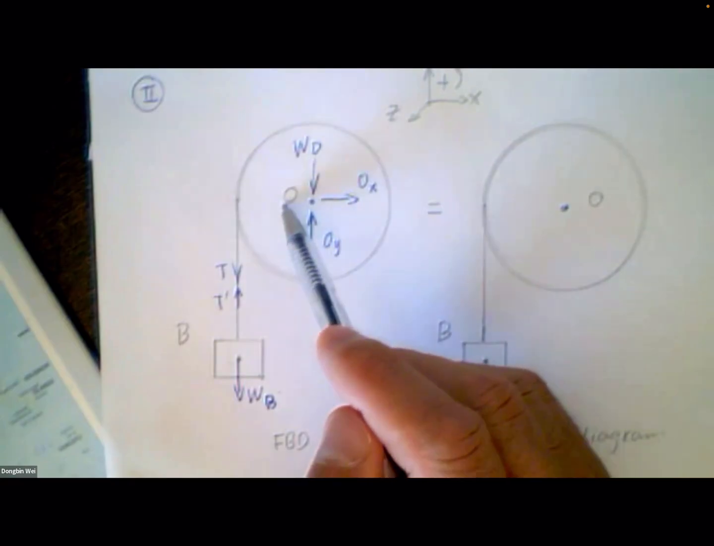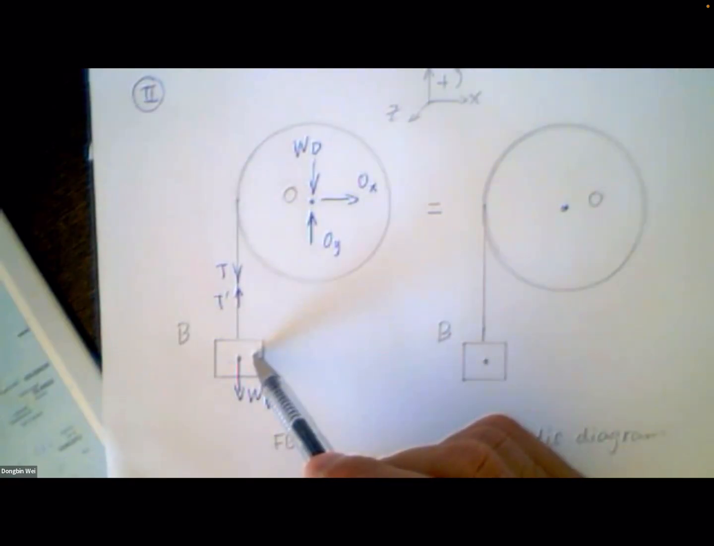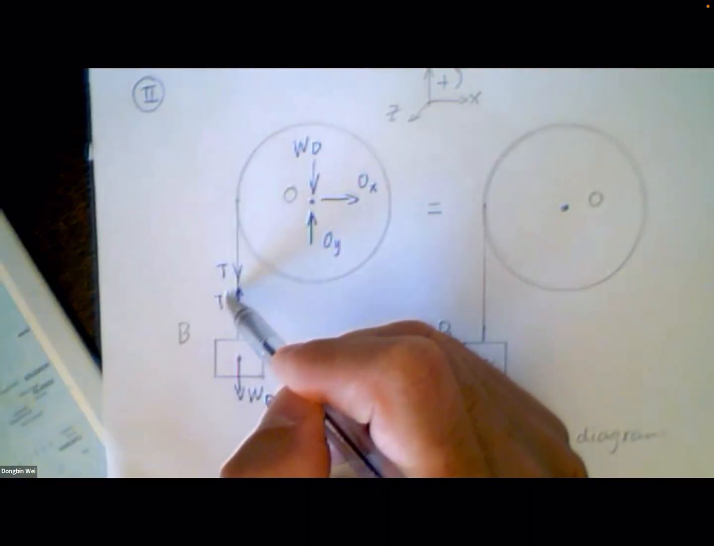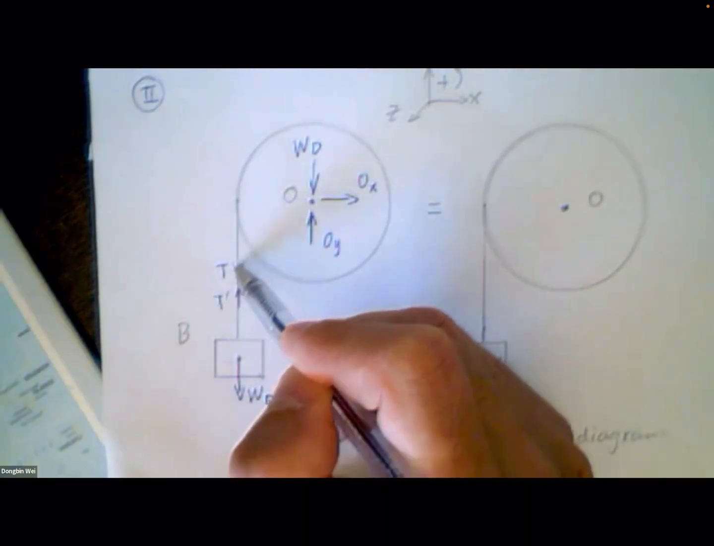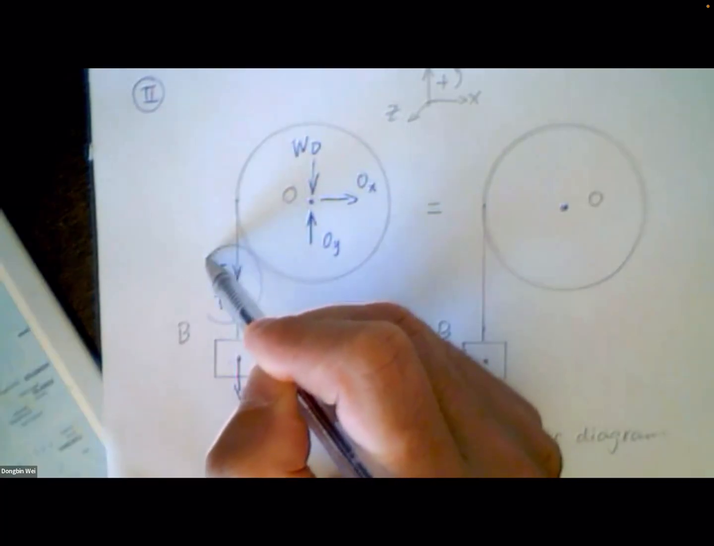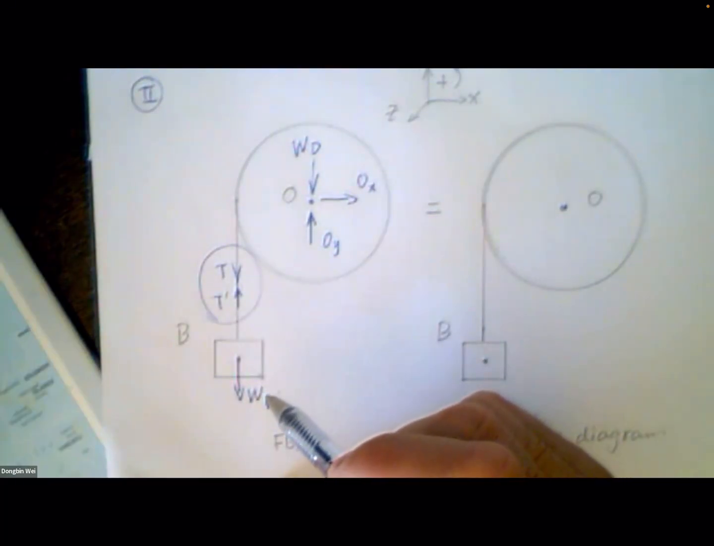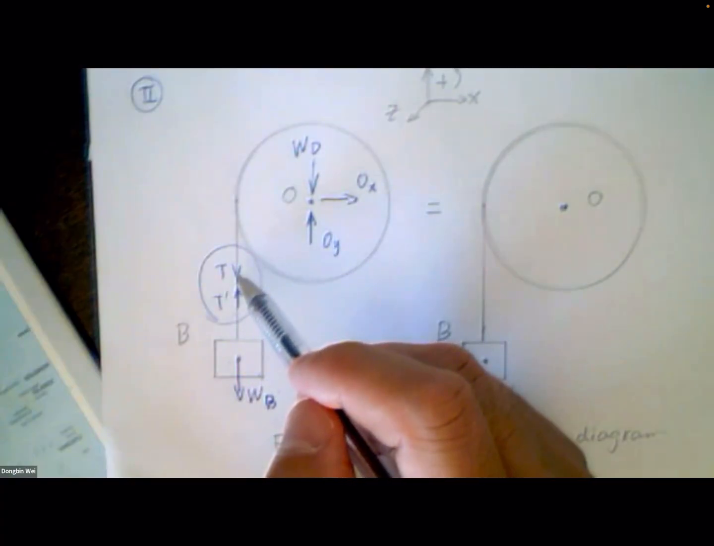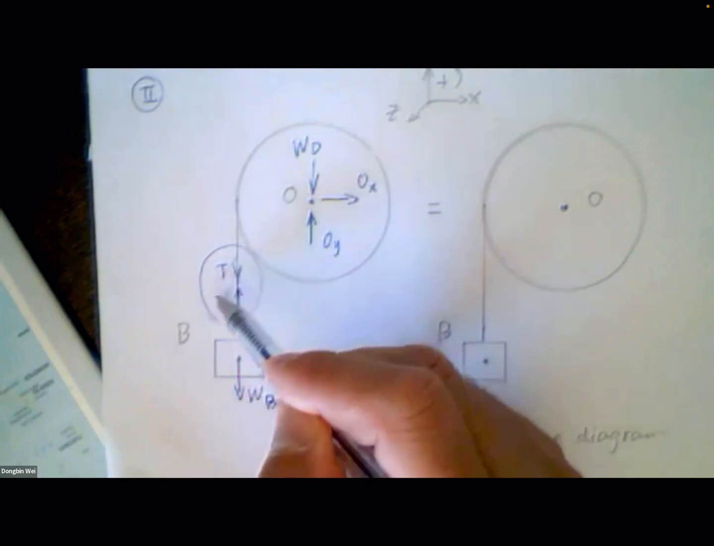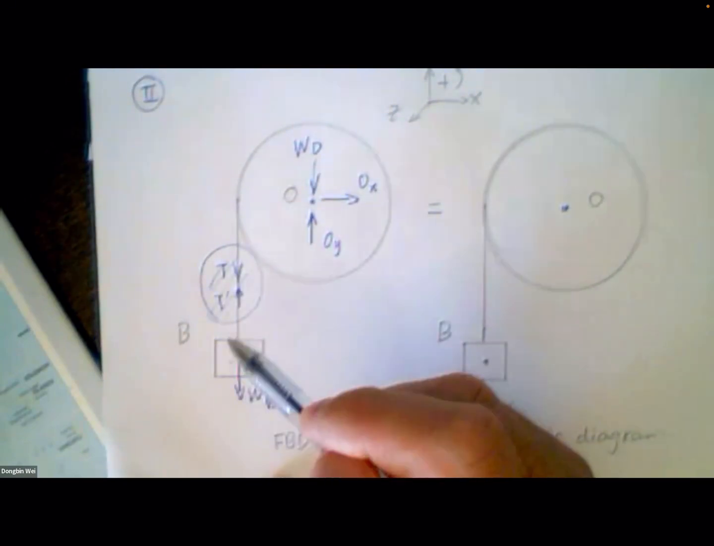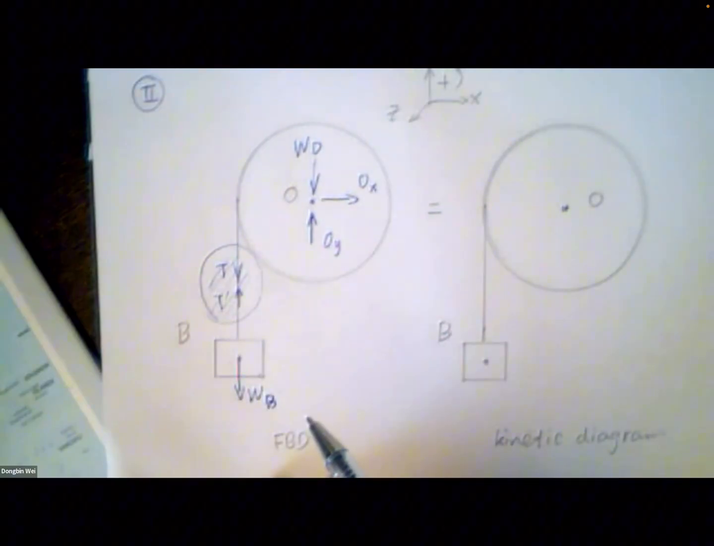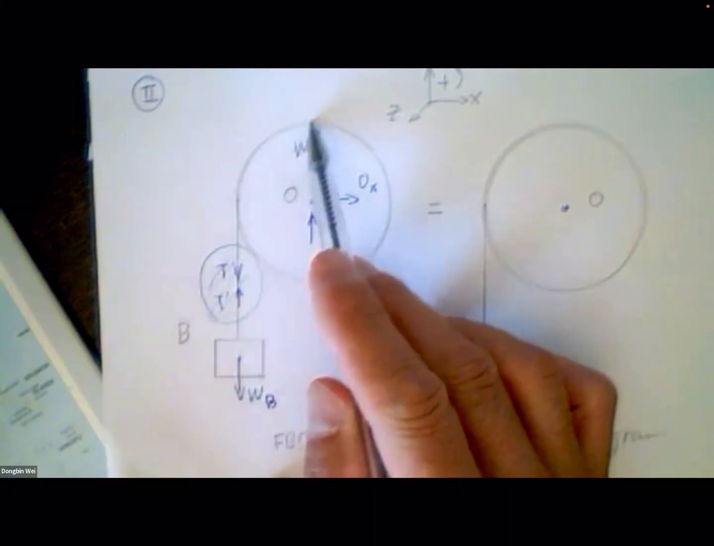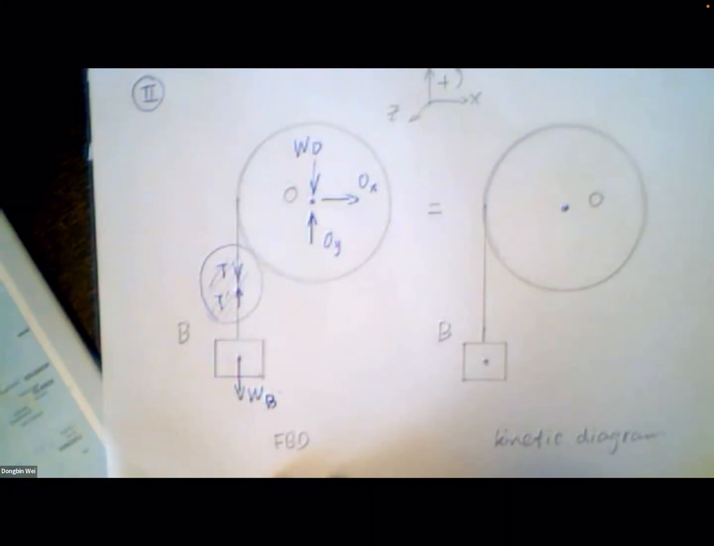If we consider these two in a system, including this cord, then T and T prime will become internal forces. Internal forces always appear in pairs and they can cancel out each other. So it's not necessary to indicate T and T prime. Okay? Again, we only indicate external forces in the free body diagram.